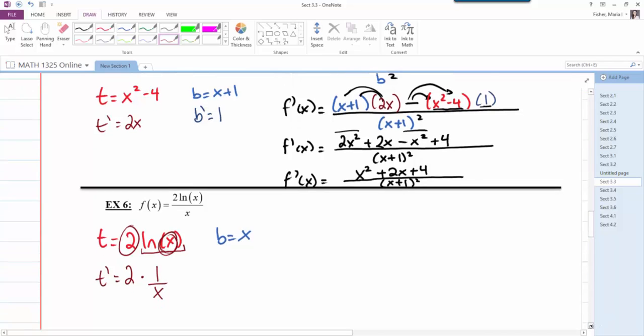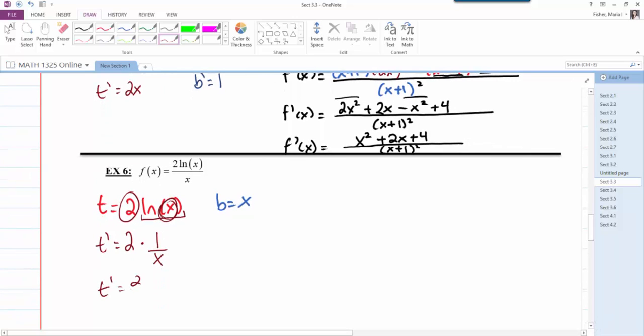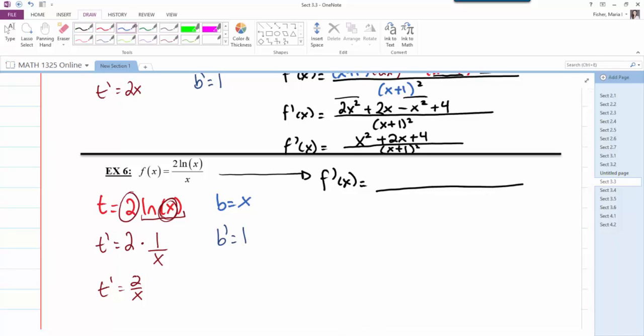So this is the same as 2 over x. And the derivative of the bottom, well, the derivative of x is 1. So f prime of x is going to equal here the bottom times the derivative of the top minus the top times the derivative of the bottom all over the bottom squared.